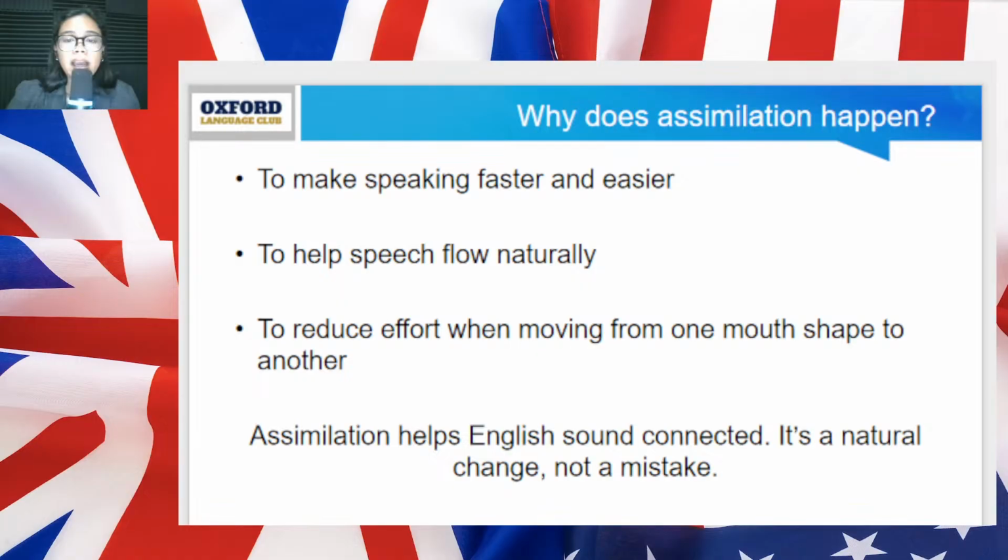Third, assimilation also happens to reduce effort when moving from one mouth shape to another. Now, every sound we make needs a specific shape from our mouth, from our tongue, and from our lips. All those parts of our mouth, we call them articulators. For example, some sounds need your tongue at the front, others at the back.